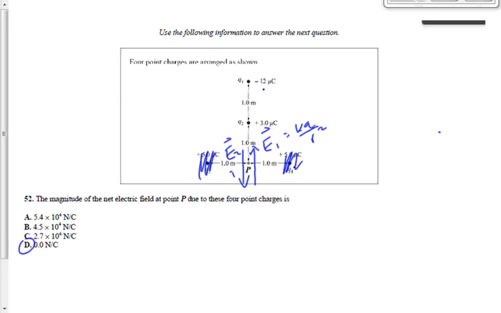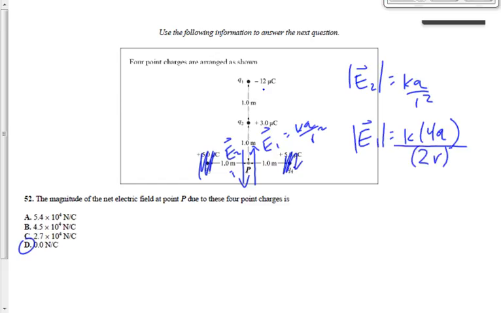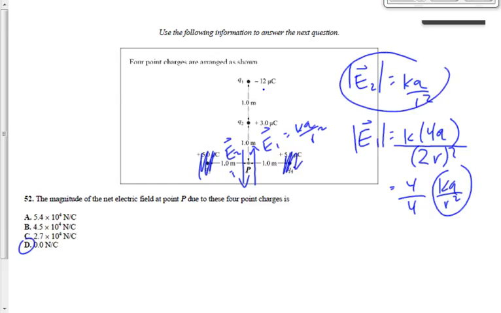Everything cancels. The other way you could look at this, say, look, E2 we're going to say is kq over r squared. E1 is going to be k times, well, the charge is 4 times the value of q2, and the distance is twice the value of what it was for q1. 4 goes out in front, 2 squared goes out in front. Oh, look at that. E1 is 4 over 4 times the value of E2. So without doing the numbers calculation, you can still figure out that these two fields are equal and opposite, right?